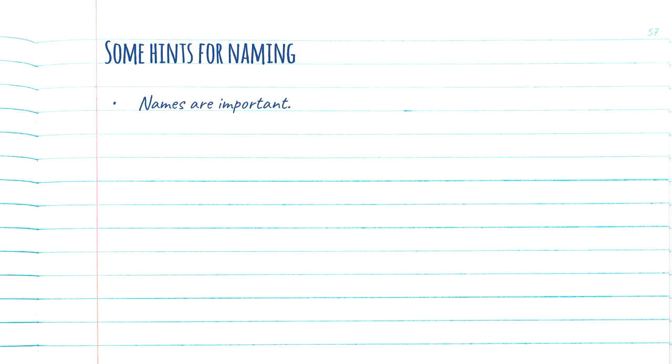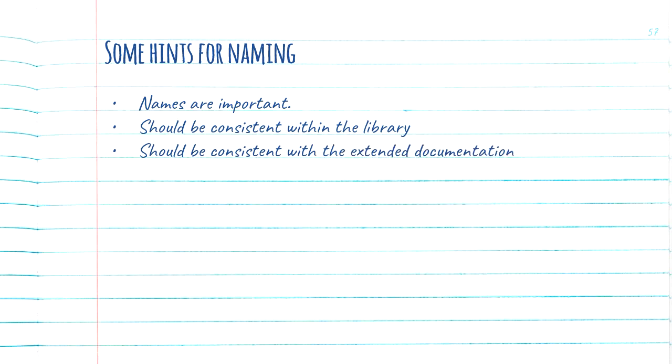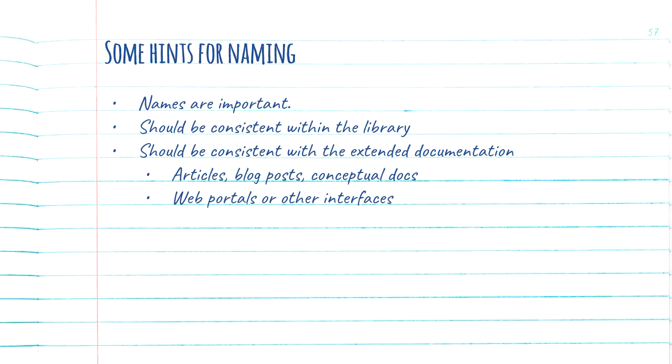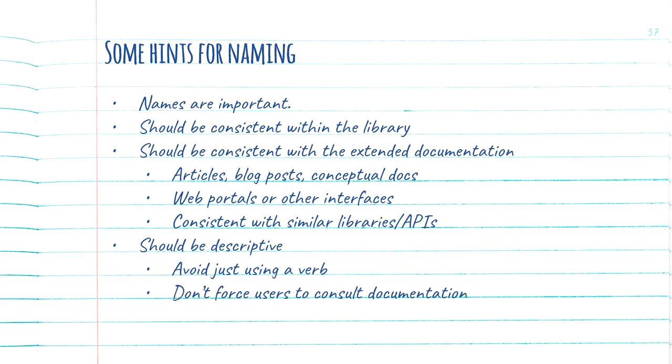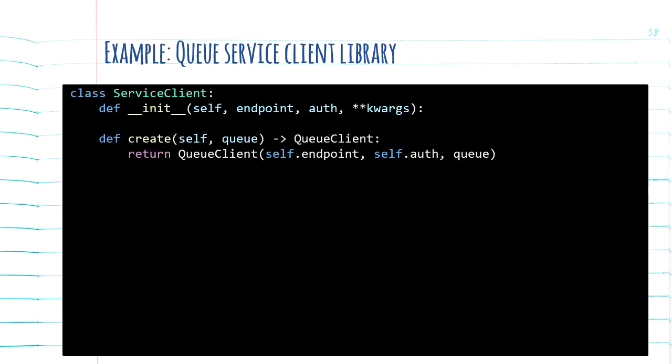Quickly going over some naming. Hints for naming are important. They should be consistent within your library. They should be consistent with your documentation, your extended documentation, your articles, your blog posts. They should be consistent with other interfaces that you might have for your service, web portals or applications. And where possible, consistent with other libraries as well. They should be descriptive. We shouldn't be forcing users to go to your documentation to learn what it is they're trying to achieve. So I made a few changes here.